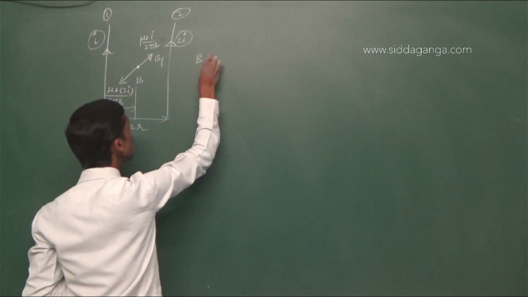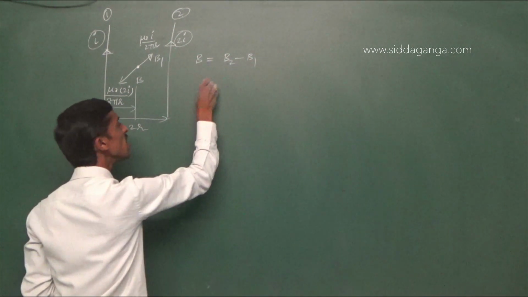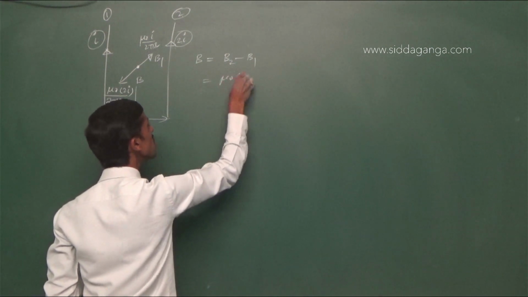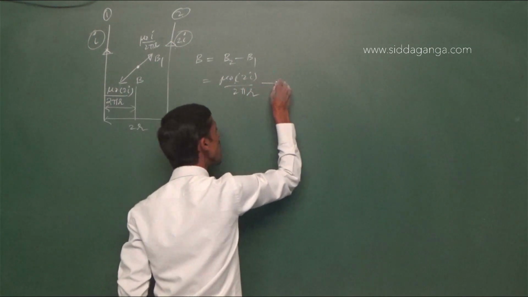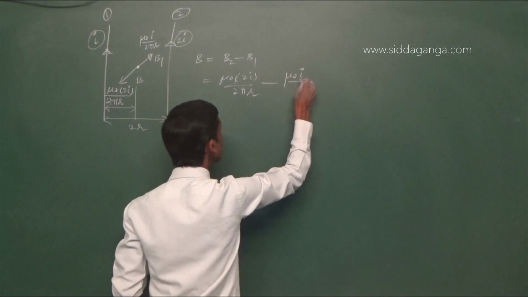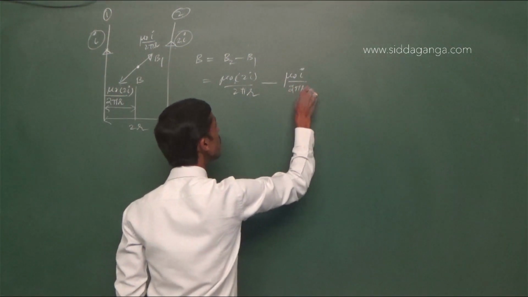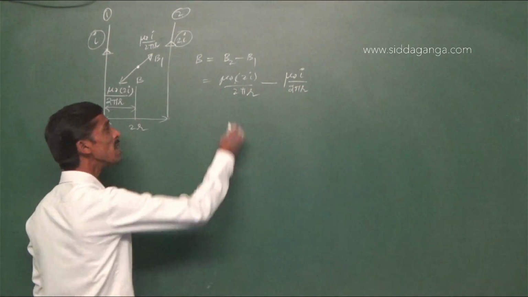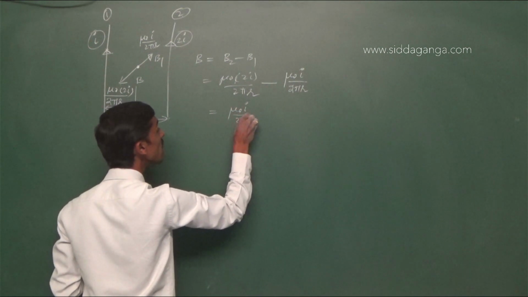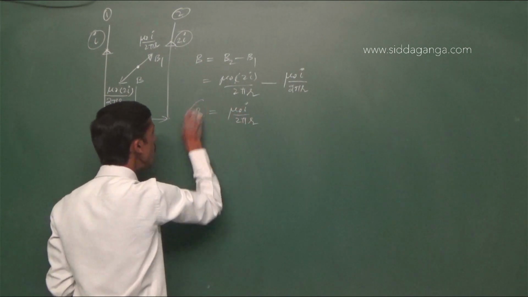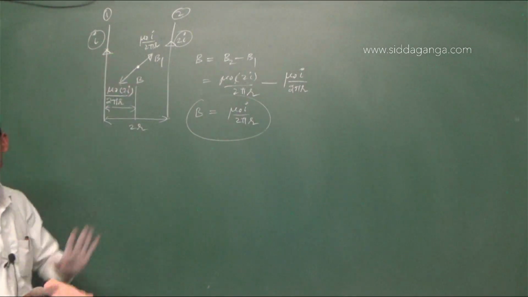So the net magnetic field B net is equal to B2 minus B1. That is mu naught 2I by 2 pi r, which is the field of the second wire. As directions are opposite, it is mu naught 2I by 2 pi r minus mu naught I by 2 pi r. Observe carefully, here is 2I and there is I. What is the net value? Mu naught I by 2 pi r. So the magnetic field produced by these two wires at the midpoint is B.